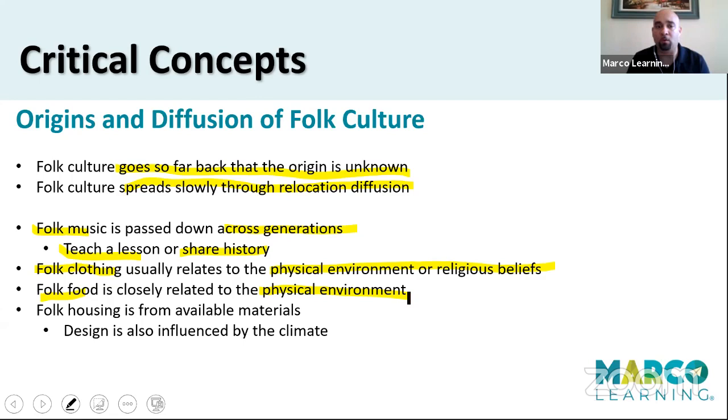All right, lastly, folk housing is made from available materials, and design is also influenced by the climate. A couple of things I wanted to go over as far as folk housing. If you live in the middle of the forest, take a wild guess what your house might be made out of. Wood, all right?